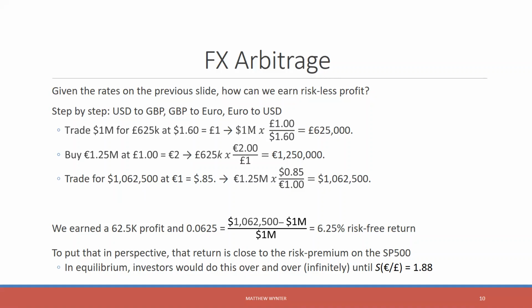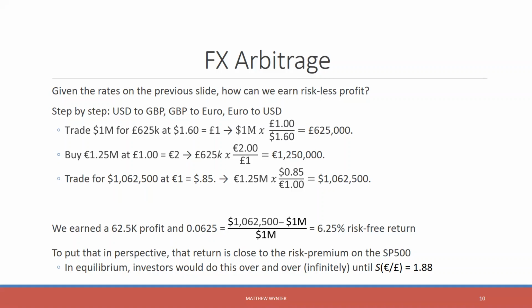So that return that we made, the 6.25% return, this is because something is broken. And what's broken is that one of these exchange rates is not priced correctly. To put our 6.25% risk-free return in perspective, it's on par with what you would get for the risk premium for the S&P 500. So this is a lot. We shouldn't be able to earn this much doing nothing.